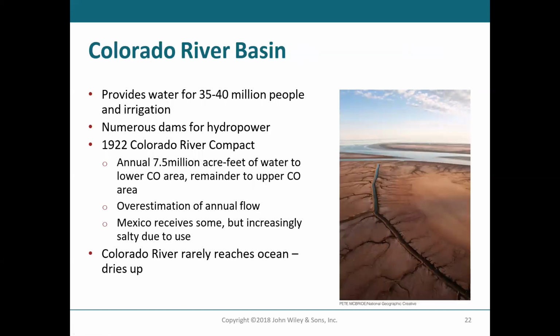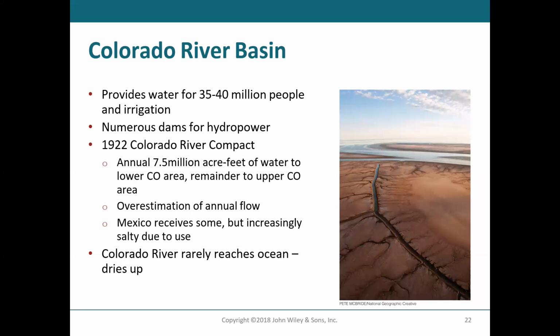The other big and actually a very multi-state water shortage problem is the Colorado River Basin. It provides water for 35 to 40 million people. Its headwaters are formed from snowmelt in Colorado, Utah, and Wyoming, and it extends through Arizona, Mexico, Nevada, and California before it empties into the Gulf of California. So it's a pretty big deal as well.